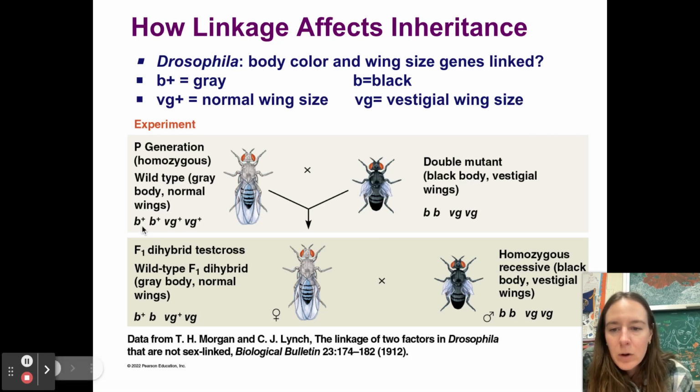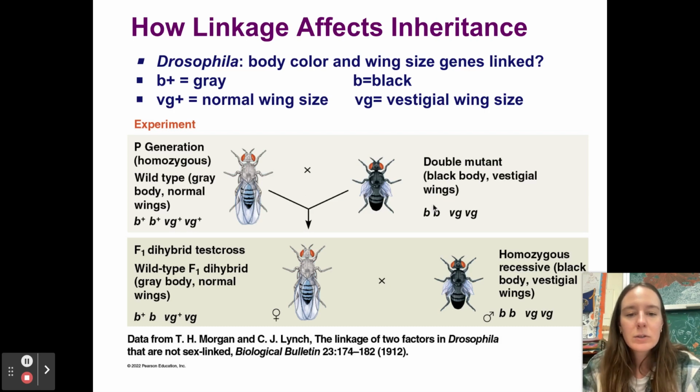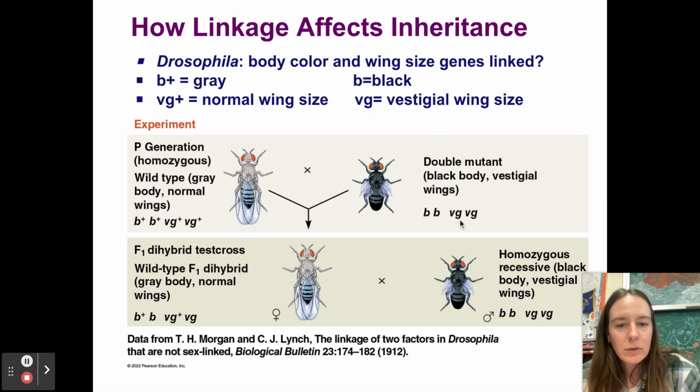So here we have homozygous wild type for the B allele, so we have gray appearance. And then vestigial homozygous wild type, so normal wing size. That's what you see in the phenotype as well. This is crossed with homozygous recessive, so both mutant alleles for the body color and both mutant alleles for the vestigial wing size. So we have a pure breeding here.